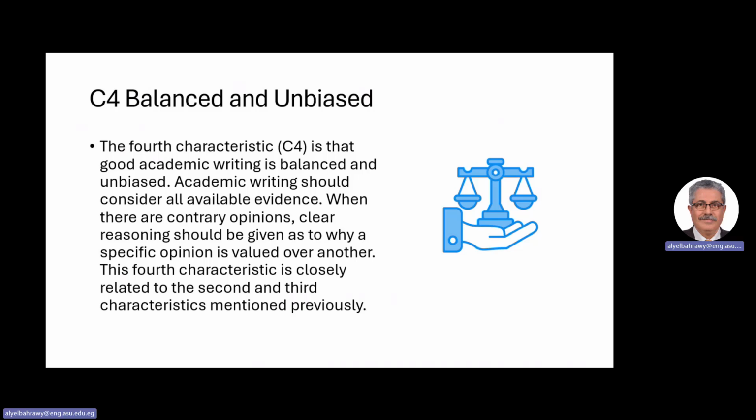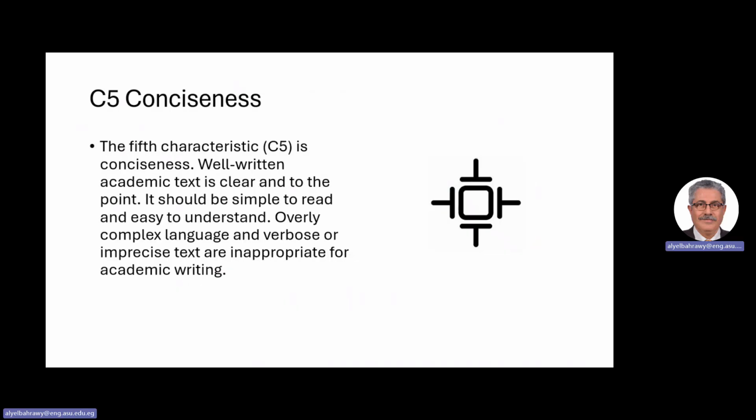C4, balanced and unbiased. The fourth characteristic, C4, says that good academic writing is balanced and unbiased. Academic writing should consider all available evidence. When there are contrary opinions, clear reasoning should be given as to why a specific opinion is valued over another. This characteristic is closely related to the second and third characteristics mentioned previously.